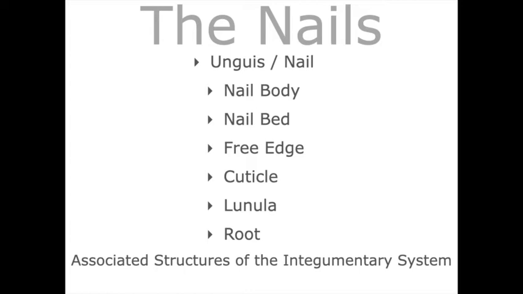The free edge, which is the portion of the nail not attached to the nail bed, extends beyond the tip of the finger or toe. The cuticle is the narrow band of epidermis attached to the surface of the nail just in front of the root. Cuticle means little skin. The lunula is a pale half-moon-shaped region at the nail root and is generally found in the thumbnail and in varying degrees in other nails. Lunula means little moon. The root fastens the nail to the finger or toe by fitting into a groove in the skin.